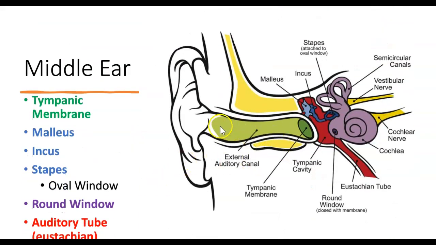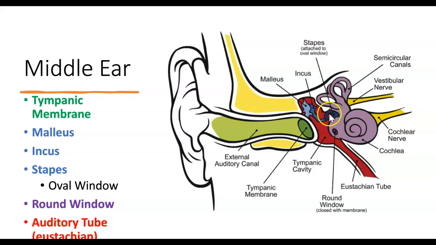Going then into the middle ear. Once that vibration comes in here, it's going to hit the tympanic membrane, which will cause it to vibrate, and then it will transfer that vibration to the three smallest bones in the body: the malleus, the incus, and the stapes.